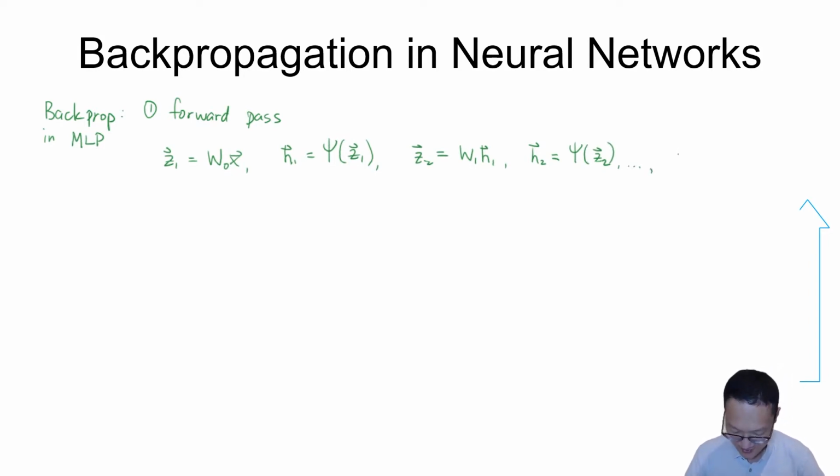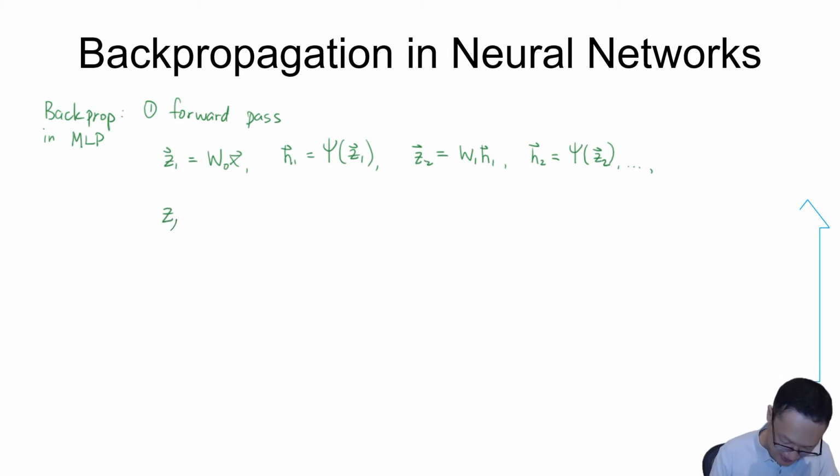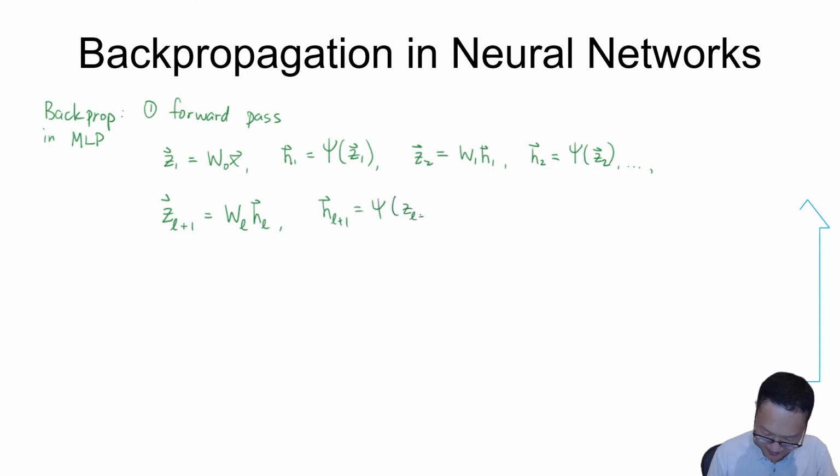So basically, eventually, I guess we have to continue on the next line. So now we have H2. In general, Z, let me just get the indices right here. I'm using L in the slide, so I'm going to use L over here. Z L plus 1, the next Z, is always going to equal W L H L. And then also in general, when we get to H L plus 1, that's always equal to psi of Z L plus 1. Okay, so that's the general case.